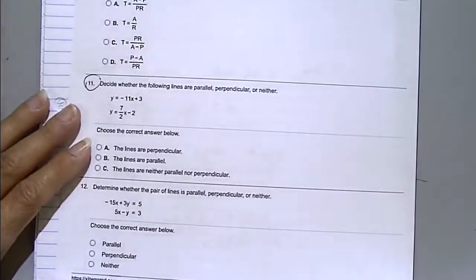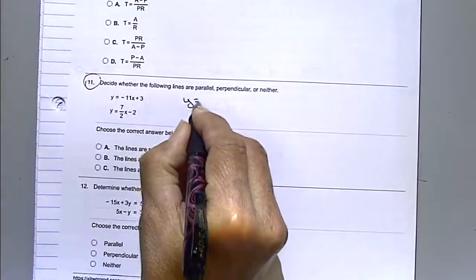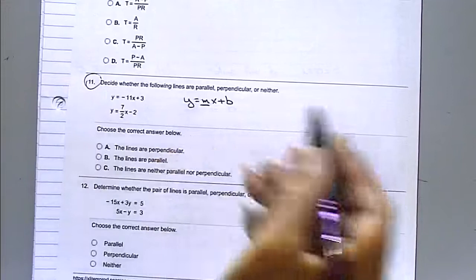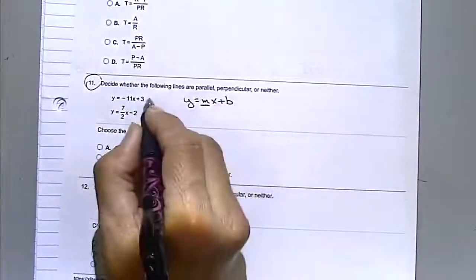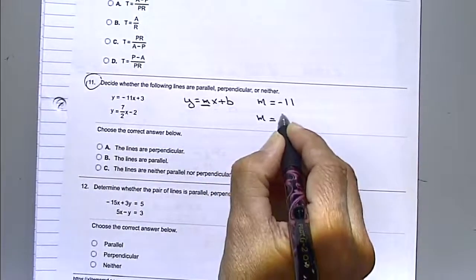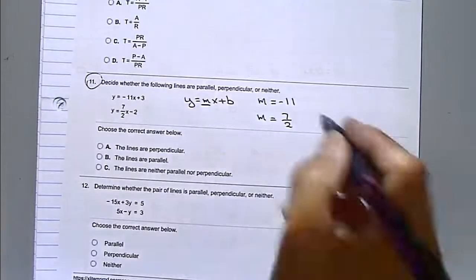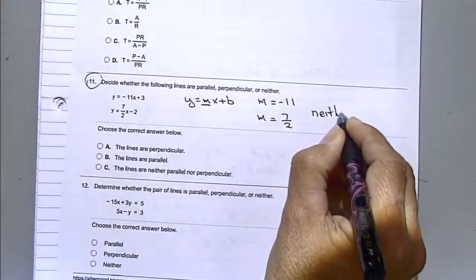Let's take a look at this number 11. It says decide whether these lines are parallel, perpendicular, or neither. They're already in y is equal to mx plus b format. So what they're asking me about is the slope, right? Well, the slope of this one, the first one, is a negative 11. The slope of this one is 7/2. Well, they're not parallel because they would have the same slope. They're not perpendicular. One of them is positive, the other one negative, but they would have to be opposite reciprocals of each other, and they're not that. So these things are neither, okay?